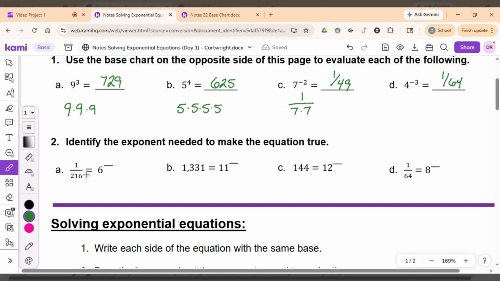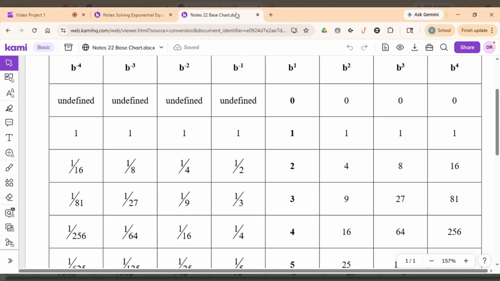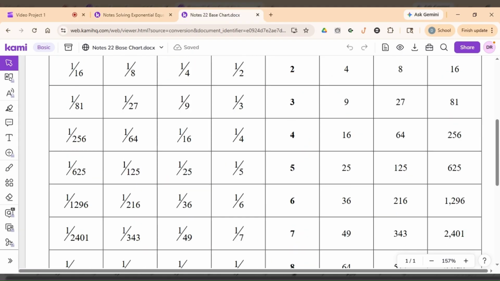And when I see a fraction like this one, I'm already thinking, I need a negative exponent for this to work. So what I'm going to do is go to the row that has 6, find the exponent that makes this true, okay? So I'm going to go look for 1 over 216 in the row that says 6. So here's 6. I'm scanning. We got whole numbers to the right. Don't want that. We're going to the left. And if we look here, here's 1 over 216.